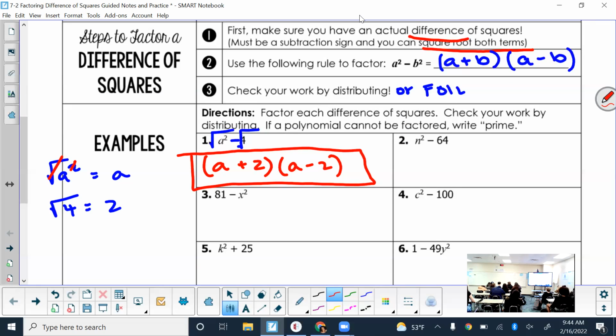Try number 2 while I answer the phone. All right, so what would be the answer for n squared minus 64, you think? So are these a difference of squares?